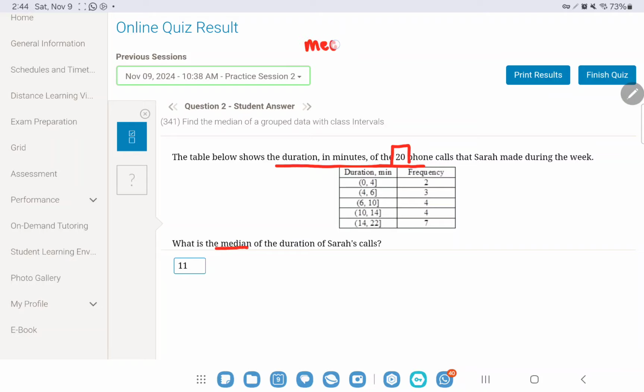Median equals midpoint. Okay, guys? So we're finding the midpoint. So since they want the midpoint of the duration, it's really simple. You take the first value and the last value. You do 22 minus 0 and then divided by 2. It's equal to 11.